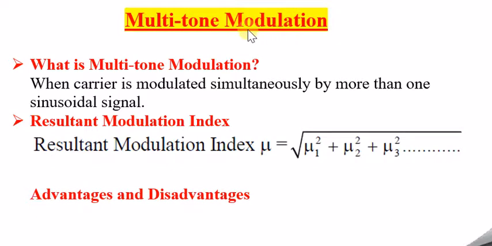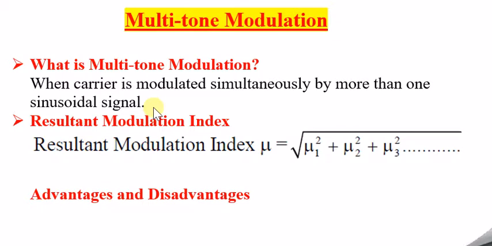I hope it is very clear now. Multi means many, tone means frequency. Different frequency components are present in the information signal, and that same information signal is getting modulated. That type of modulation is called multi-tone modulation. So multi-tone modulation is when the carrier is modulated simultaneously by more than one sinusoidal signal, meaning different frequency components are there. It is not only one frequency component that is present.